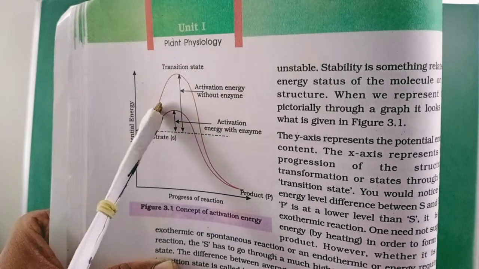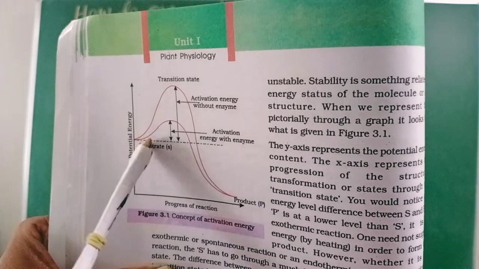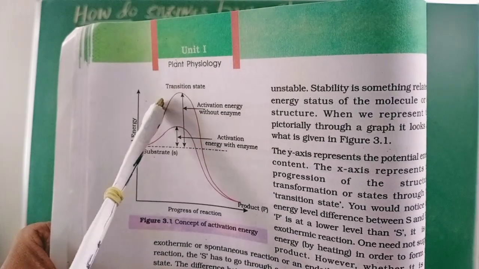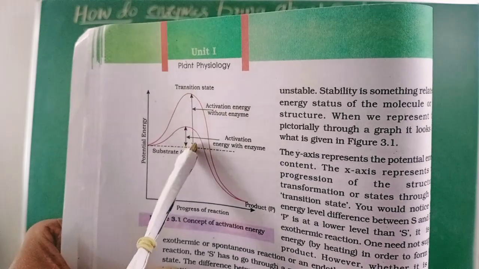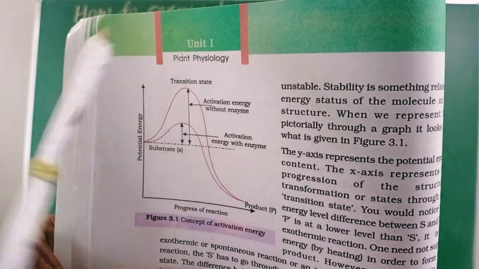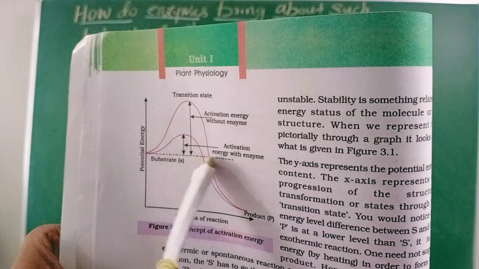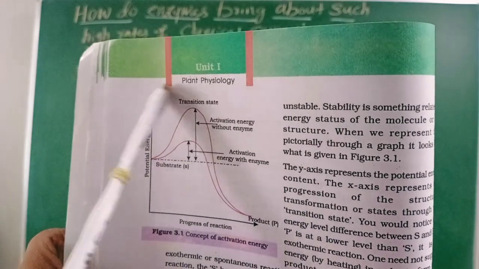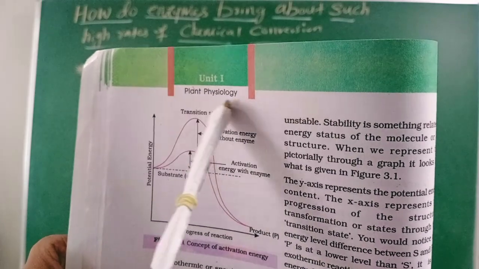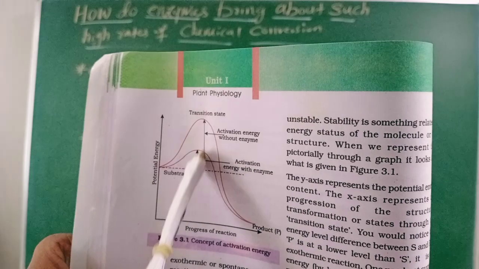If you see this graph carefully, two graphs are there. I am calling this one graph 1, this one graph 2. In graph 1, more activation energy is required. What is the meaning of activation energy? The energy difference between a substrate at ground state and substrate at transition state. This difference in energy is called activation energy.